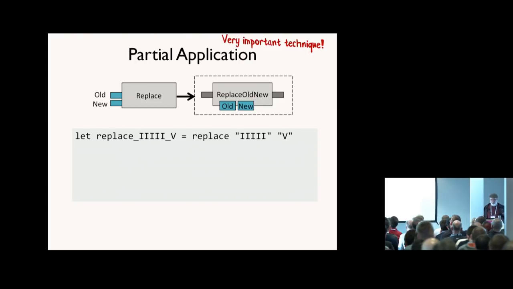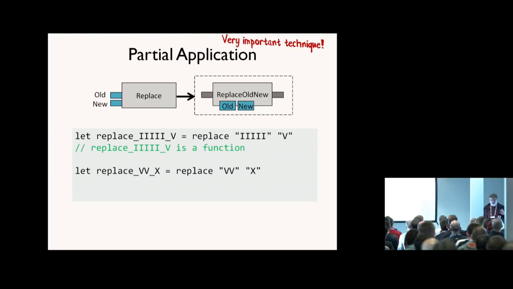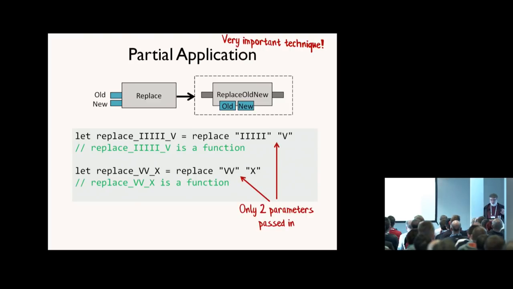So here, for example, if we replace five ones with a V, we're going to call the replace function with two parameters, not three. Okay, and that will give us a function back that we can then use later on. And if we're going to replace two V's with an X, we call replace with two out of the three parameters. We're missing a parameter that will be used later on, so we get a function back. So you can see it's partial application. We're only passing in two out of the three parameters, and after we've got the function back, the old and the new values are baked in, so we can now use it.